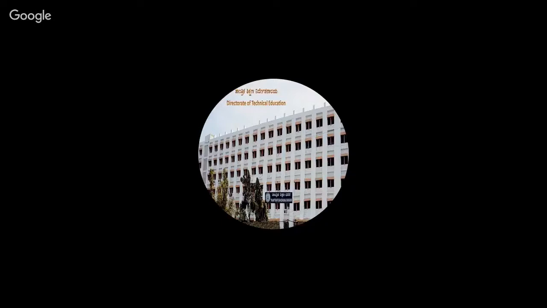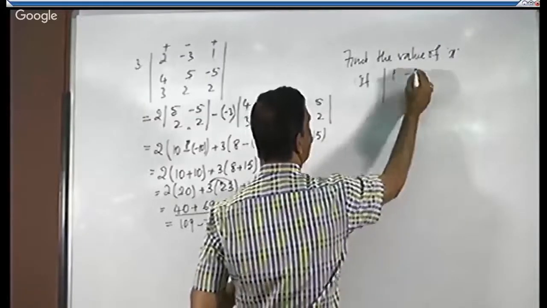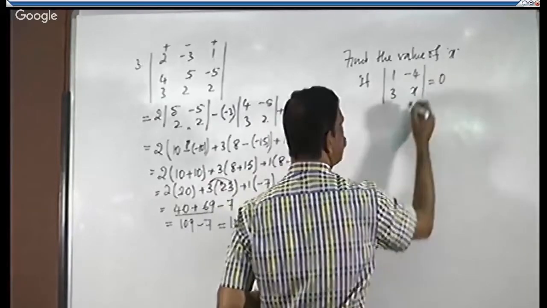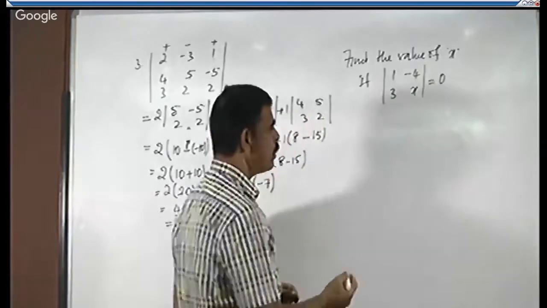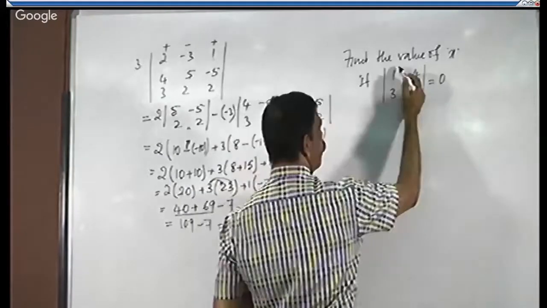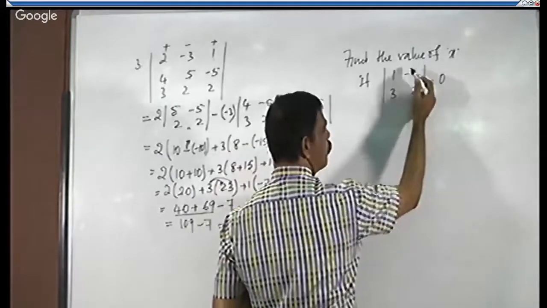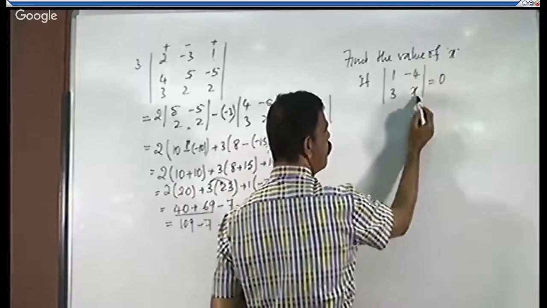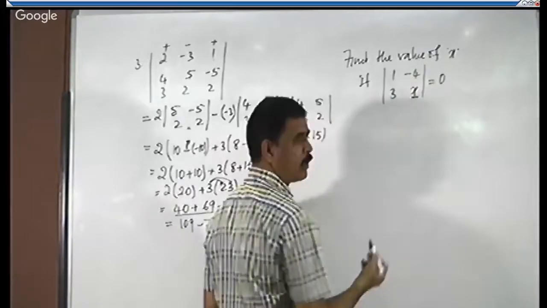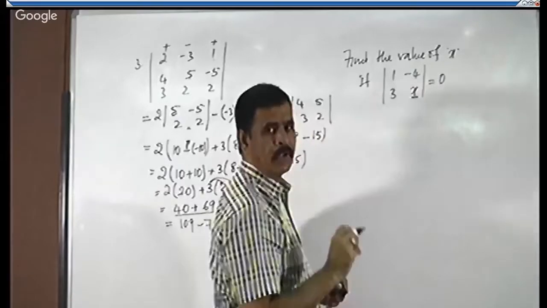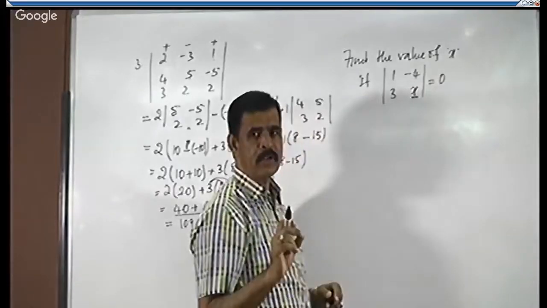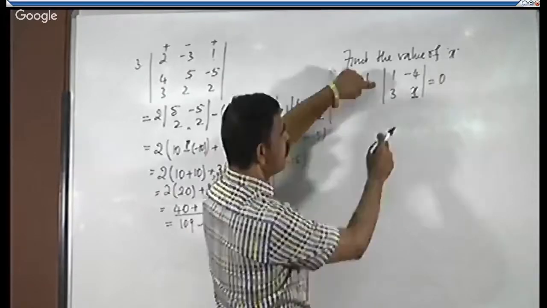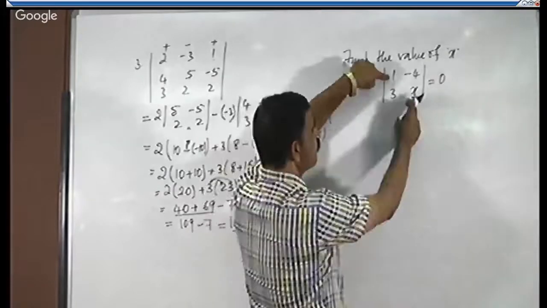If the determinant with rows 1, minus 4 and 3, x is equal to 0, or sometimes they will give you some value at the right side. When this value becomes 0, at what value of x this determinant becomes 0, that unknown value we should calculate. You just follow the expansion procedure. What is the expansion of second order determinant? It is 1 into x, 1x.